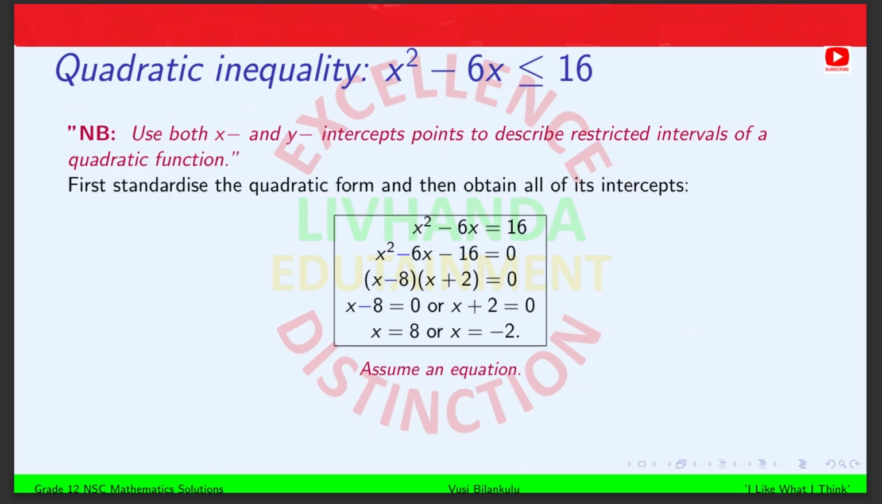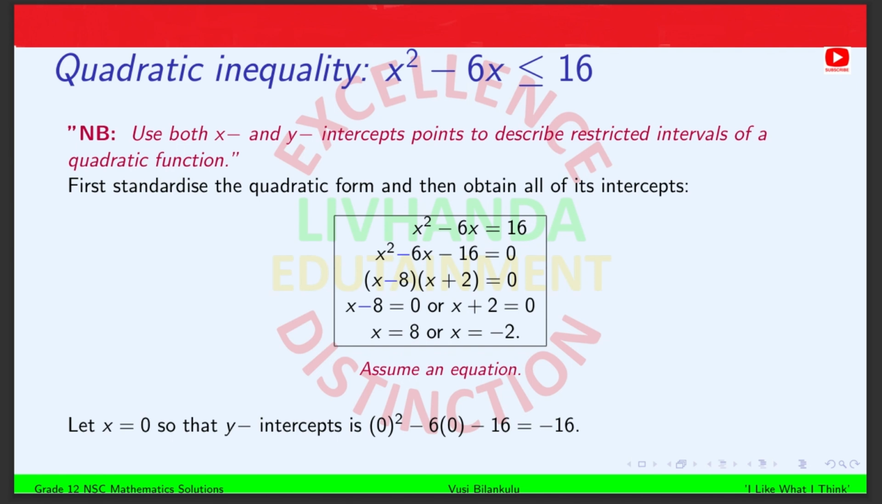Now consider problems of inequality. To solve such problems, it is necessary to find all intercepts. In particular, x-intercepts are obtained using an approach similar to the first question. That is, assuming an equation instead of an inequality. In this case, x-intercepts are 8 and negative 2, respectively. And then for the y-intercept, let x equal 0, so that y intercepts its axis at negative 16.